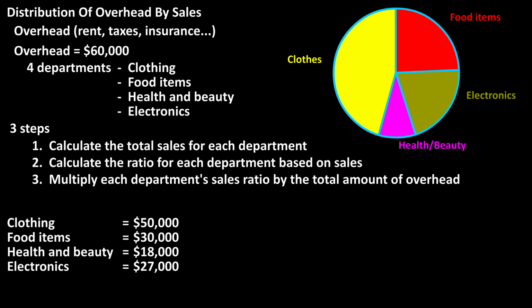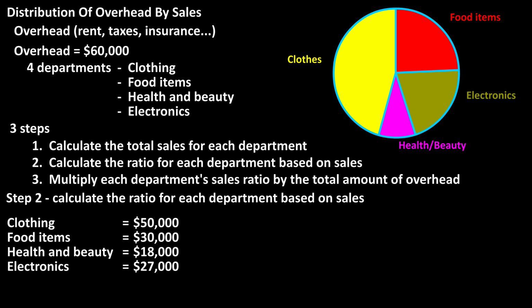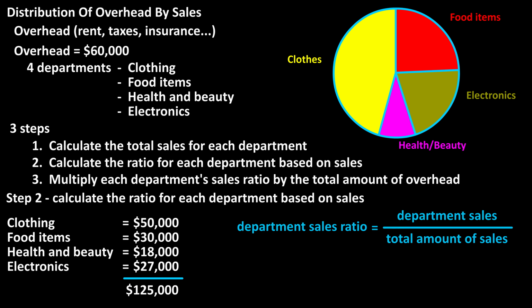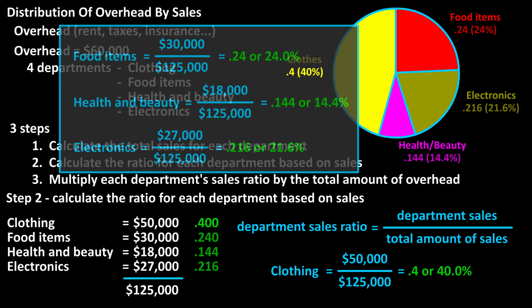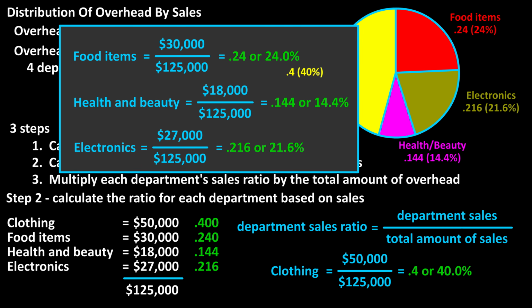Now for step 2. Calculate the ratio of each department based on sales. To do this, we first add up the total sales from all 4 departments, which as you see totals $125,000. To find the sales ratio for each department, we divide each department's sales by the total amount of sales. So for the clothing department, we have $50,000 divided by $125,000, which equals 0.4 or 40%. And here are the other 3 departments' ratios with the division written out on the screen. And step 2 is complete.